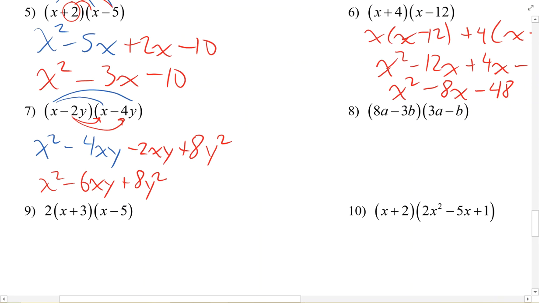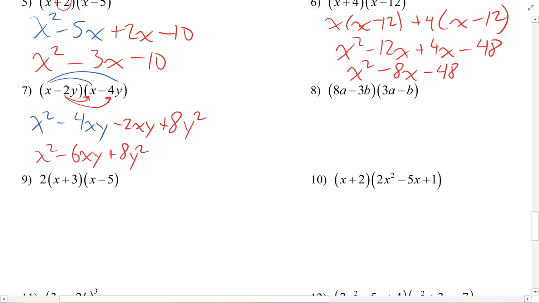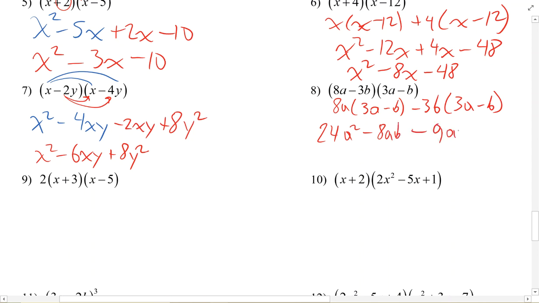Okay, number 8, try it yourself. Again, I'll go 8a times 3a minus b minus 3b times 3a minus b. Multiply in: 24a squared minus 8ab minus 9ab plus 3b squared. So I'm multiplying a negative 3, this last one, a negative 3b times a negative b. Okay. Collect like terms in the middle, pretty cool.